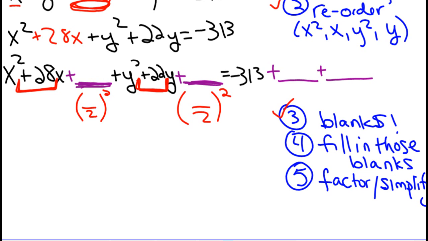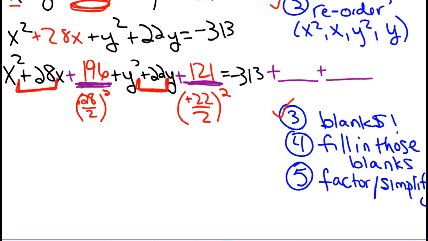Okay? So this is going to be a positive 28 over 2. 28 divided by 2 is 14. 14 squared is 196. And then I have a positive 22. Every single time, you're going to divide it by 2 and then square it. So 22 divided by 2 is 11. Square it, I get 121.